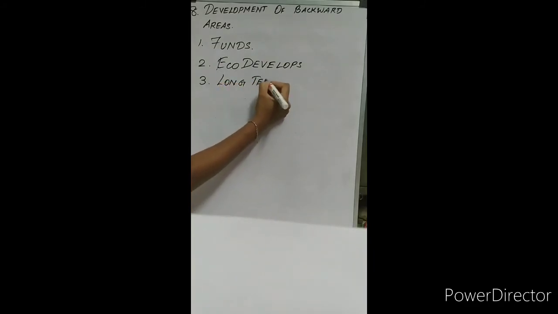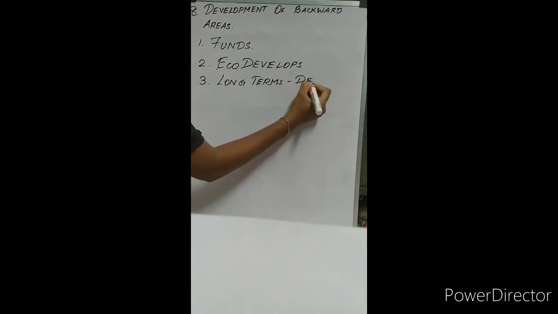Development of backward areas. How does the capital market develop backward areas? First, it is going to provide funds for backward area projects. Projects which come from these backward areas are being funded by the capital market. Secondly, this will lead to economic development in those backward areas. So it develops the backward areas by providing funds to those kinds of projects. Long-term funds are also provided for development projects, and finally they give long-term funds exclusively for developing these backward areas.